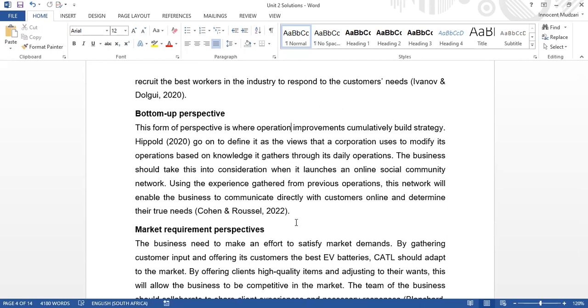So this one can be defined as the views that a corporation uses to modify its operations based on knowledge it gathers through its daily operations. So the business, that is CATL, should take this into consideration when it launches an online social community network. Using the experience gathered from previous operations, this network will enable the business to communicate directly with customers online and determine their true needs. This is what we can write under the bottom-up perspective.